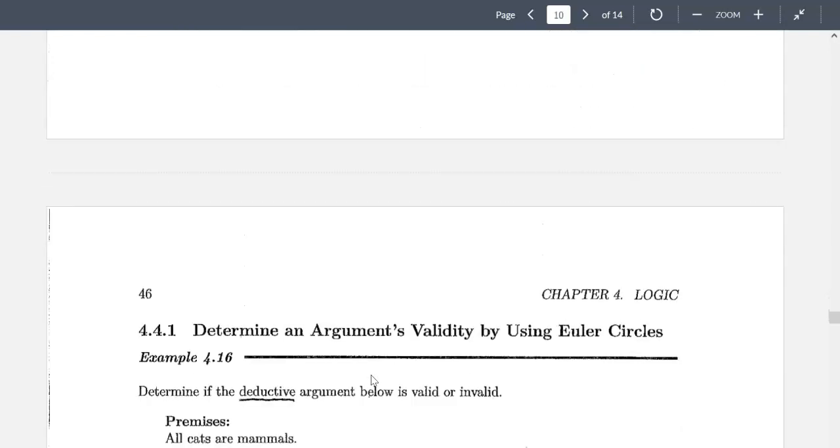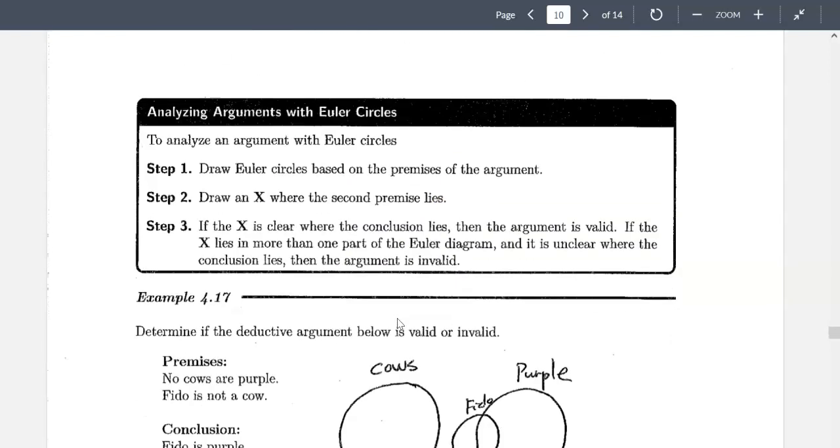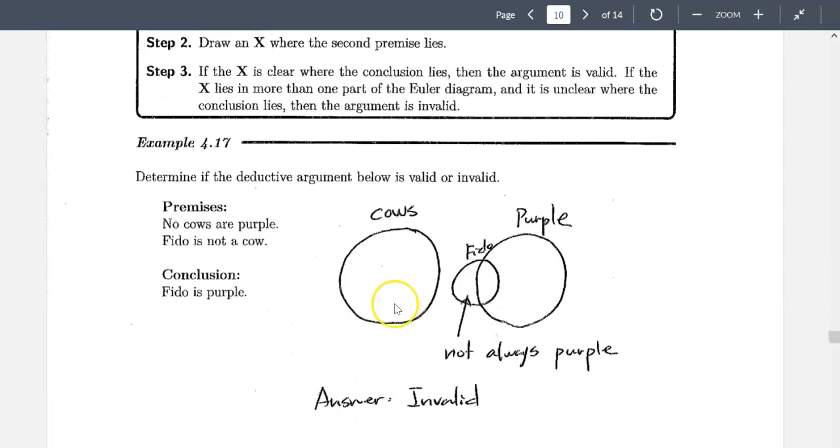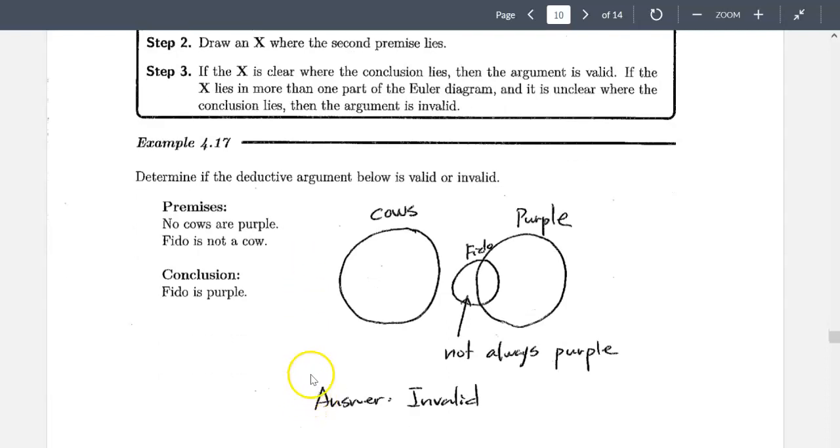Versus deductive reasoning, where you're using statements, not specific examples. For example, all cats are mammals, a tiger is a cat, therefore a tiger is a mammal. We used logical statements to reason it out, to say this argument is valid. Now, to find out if an argument is valid or invalid, we can reason it out, or sometimes we can use our Euler circles. The Euler circle is very similar to the Venn diagram you used before.